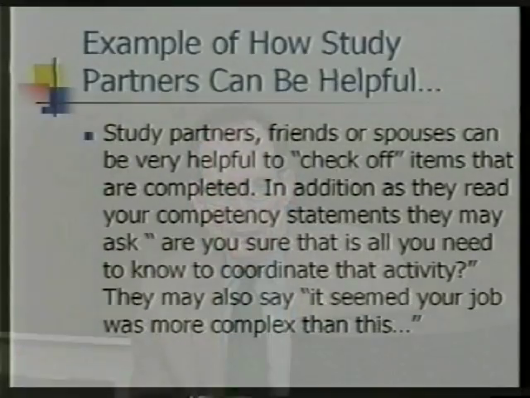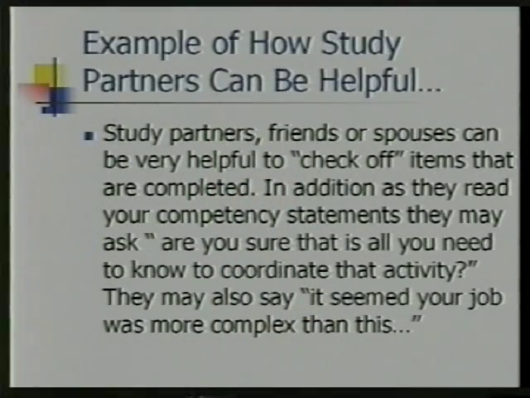Let me give you an example about the study partner. Your study partner, friend or spouse, can check off items that are completed. They can look through it with you. As they read your competency statements, they may ask, are you sure that's all you need to know to coordinate that activity? They may also say, it seems your job was more complex than this. So these people that are honest with you can look at those comp statements and that knowledge base and say, is that all you need to know to do that? Well, you sure are getting overpaid if that's all you know.